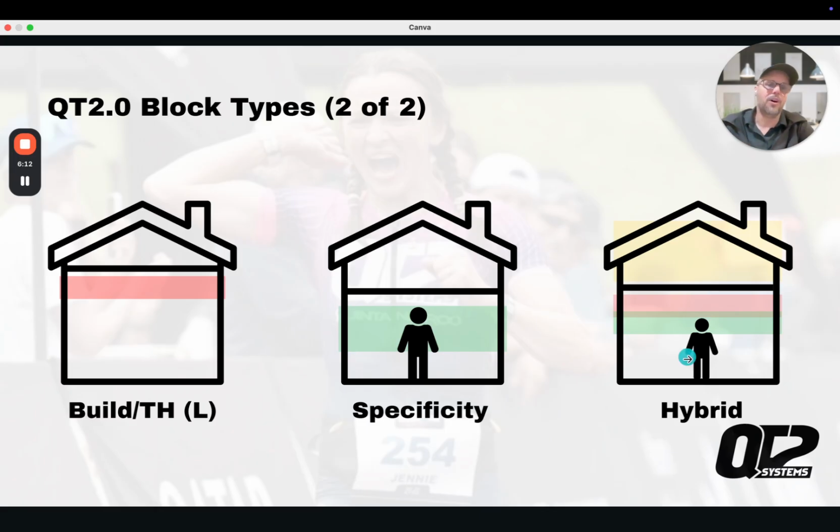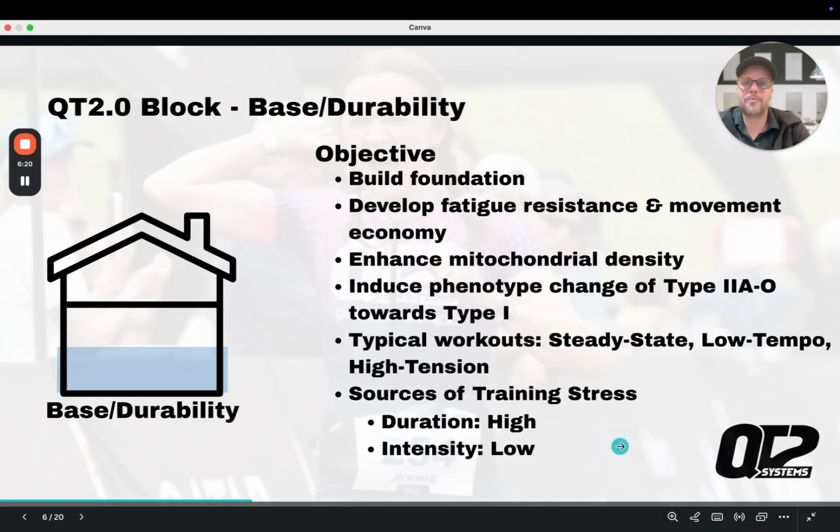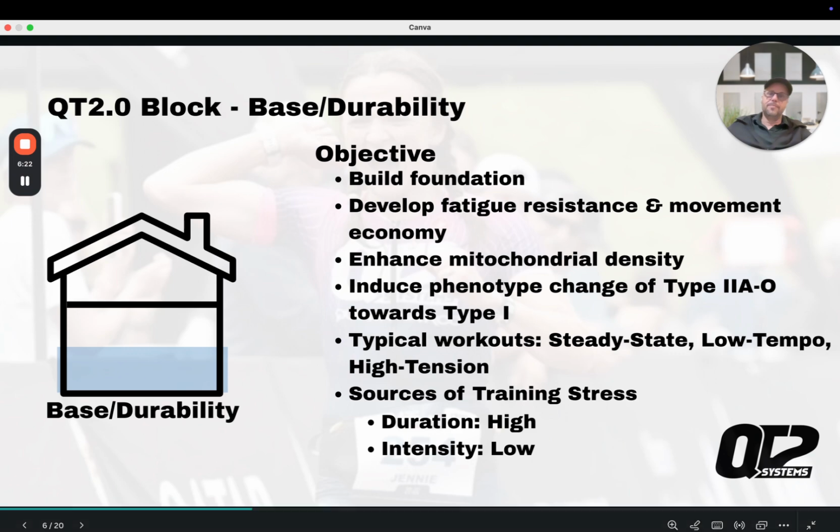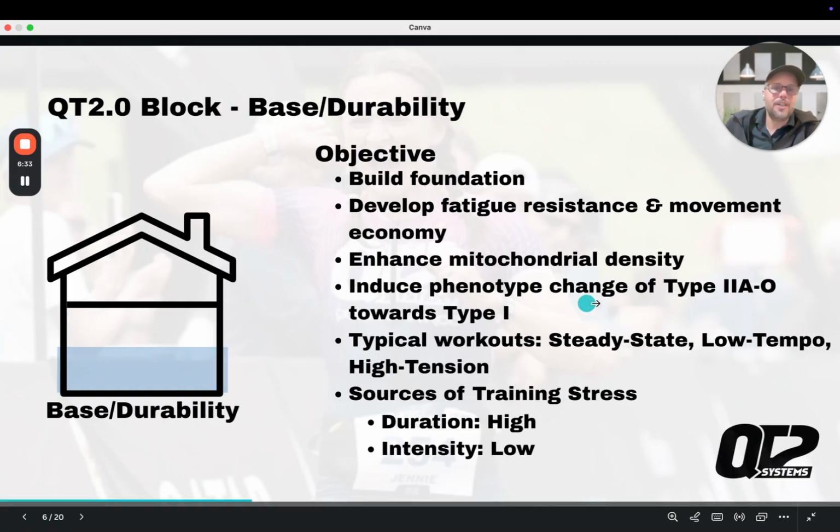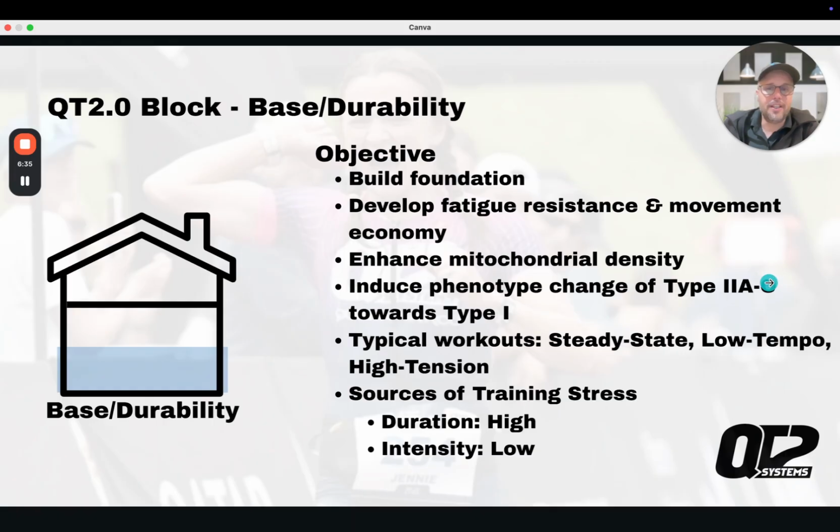And then we also want to increase the athlete's ability to utilize their fitness in as specific a way as possible. So the first block type, we have our base durability block. The objective is to build the foundation, develop fatigue resistance and movement economy, enhance mitochondrial density, induce phenotype change of type 2A oxidative fibers towards type 1.